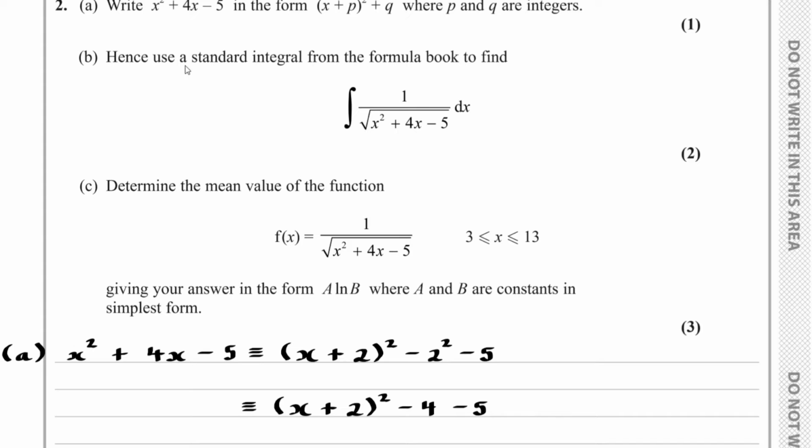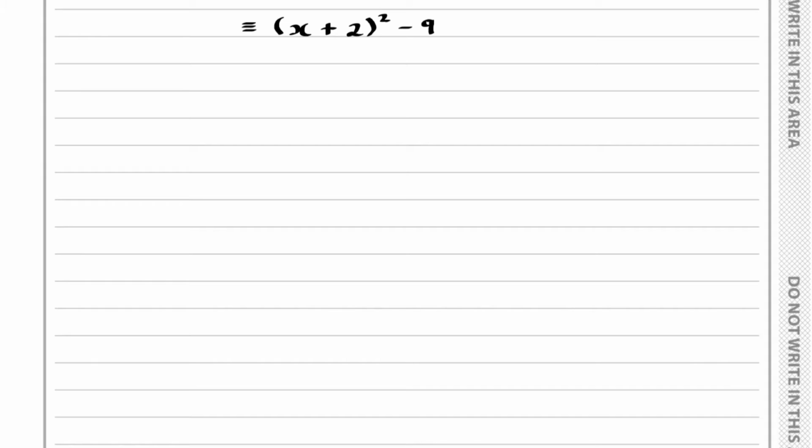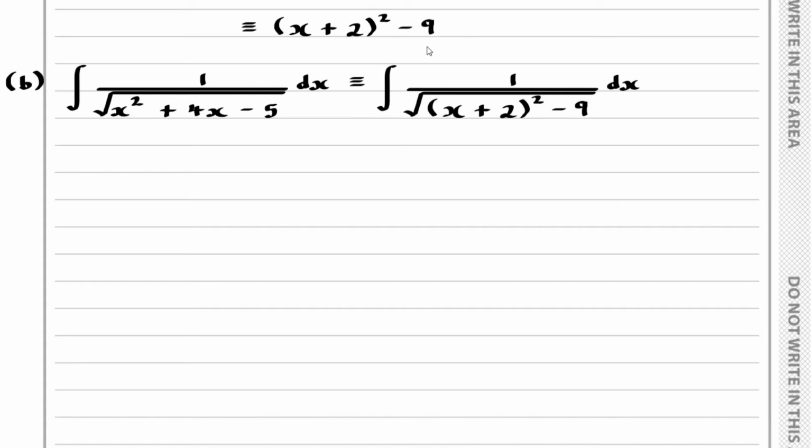Part B. Hence use a standard integral from the formula book to find the integral of 1 over the square root of x squared plus 4x subtract 5 with respect to x. So, for part B, we have our integral 1 over the square root of x squared plus 4x subtract 5 with respect to x. We can replace the x squared plus 4x subtract 5 with what we've just worked out in part A. We can replace this quadratic with x plus 2 squared subtract 9, as we see here.